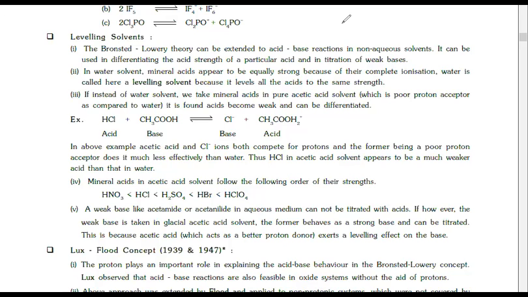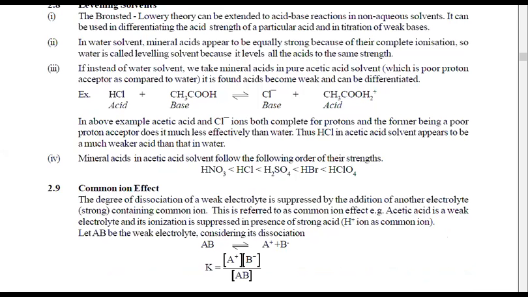See, try to remember from example. As simple as that. Now next concept is common ion effect.